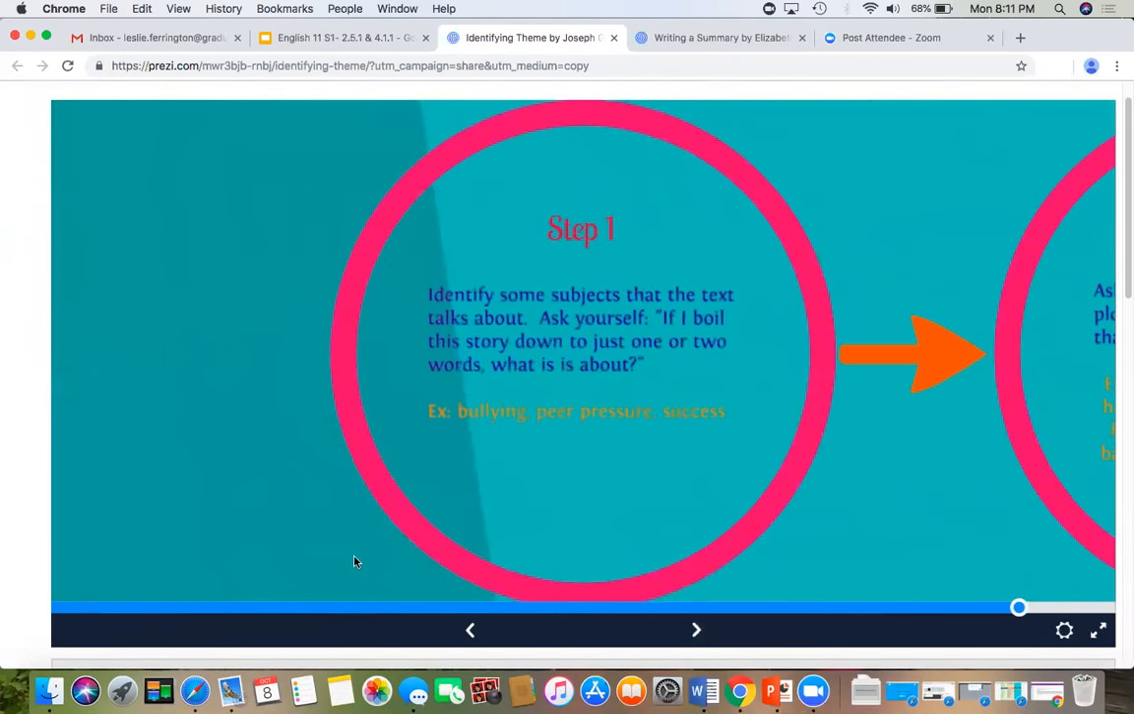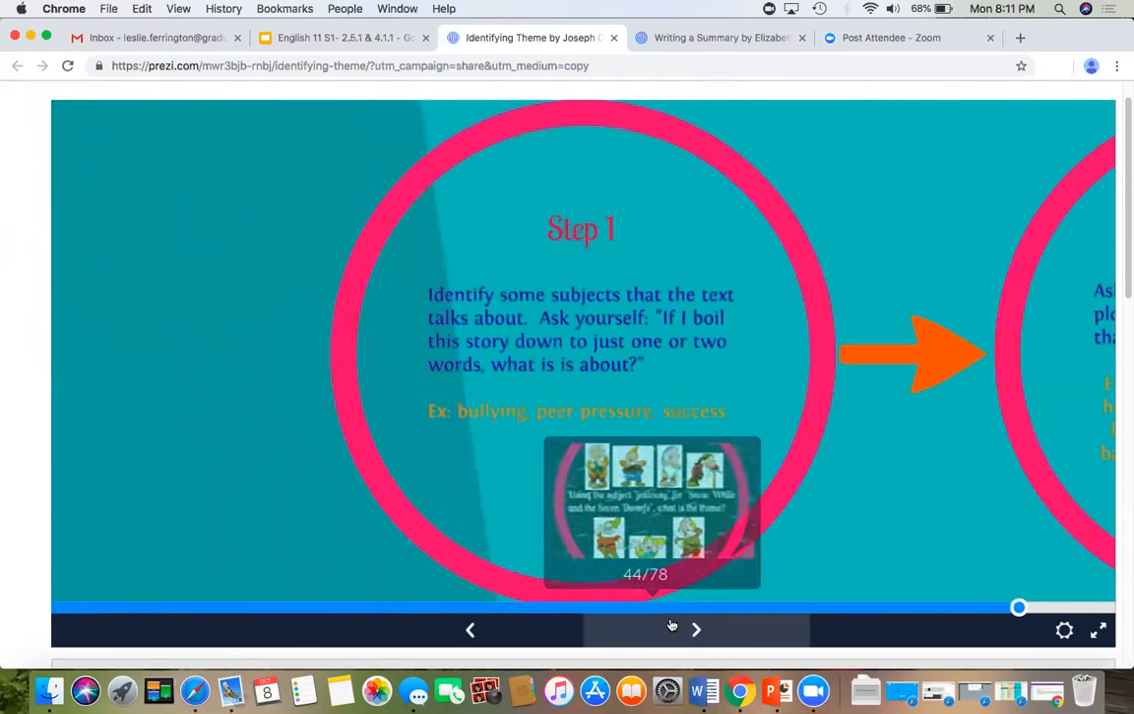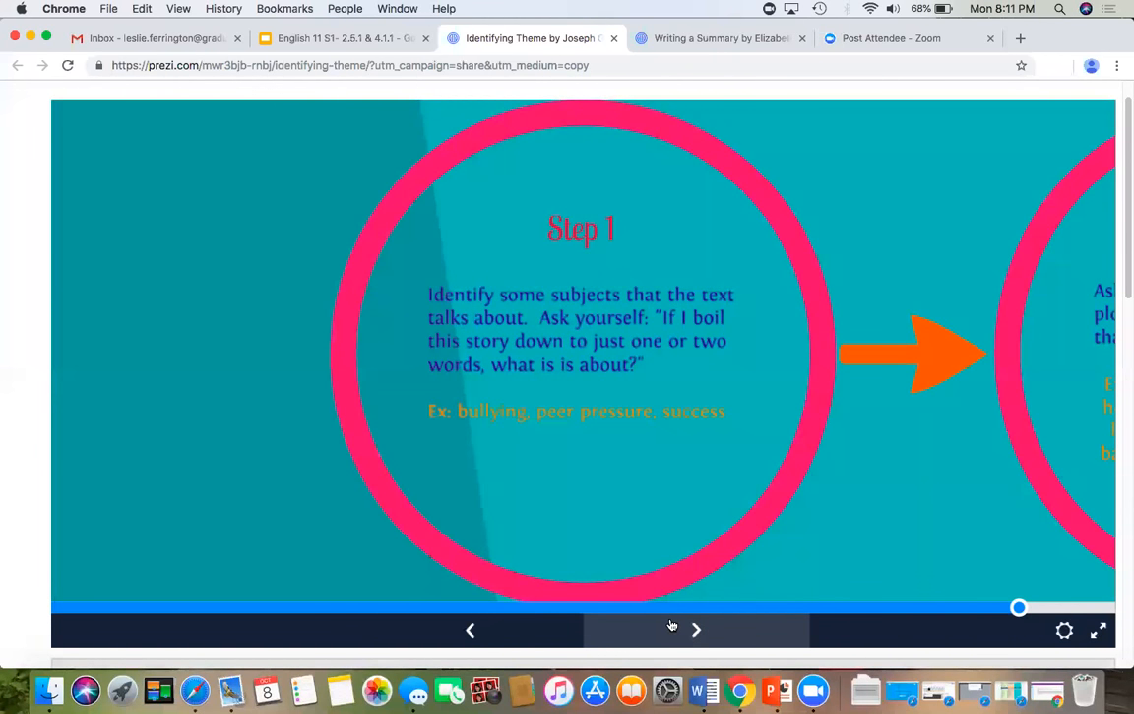Step 1 is you're going to identify some subjects that the text talks about. Ask yourself, if I boil the story down to just 1 or 2 words, what is it about? So bullying, peer pressure, success, love, anything like that.